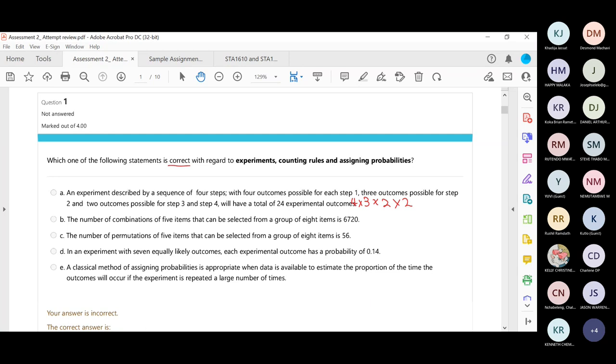And remember, we're looking for the correct statement. Number B, you need to go and calculate the combination on your calculators. The formula is NCR. So we know that N will be the bigger number and R will be the smaller number. Here they give you 8 and 5, so therefore it means it's 8C5. Step number C is permutation, NPR, so you need to go and calculate 8P5. And for the last one, you just need to do 1/7, because the probability of an outcome satisfying the event is just X divided by N.